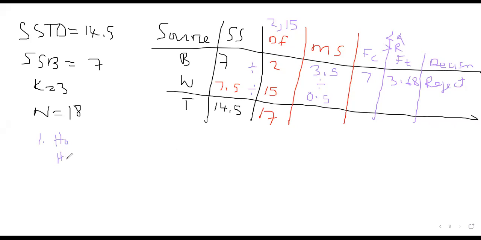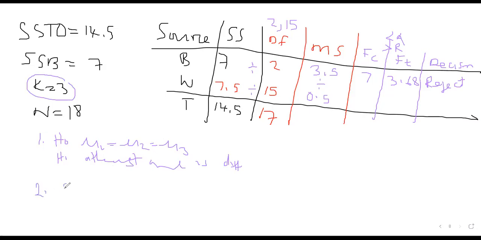Our mu1, what does it mean? Mu1 is equal to mu2 is equal to mu3, because we have 3 populations. If there were 4, mu1 is equal to mu up to 4. Then here you say at least one is different.